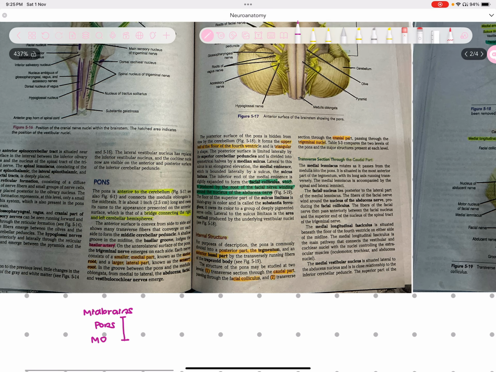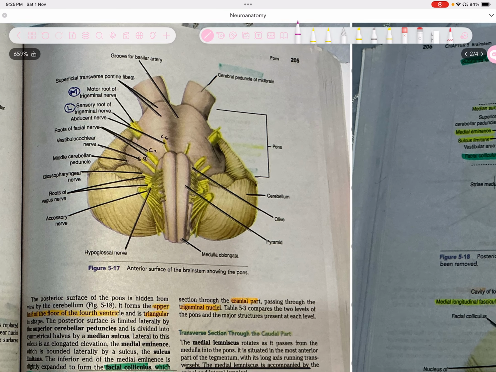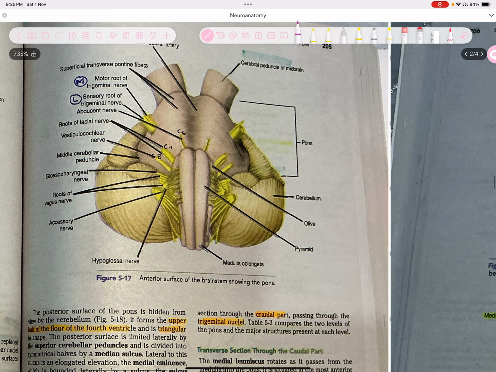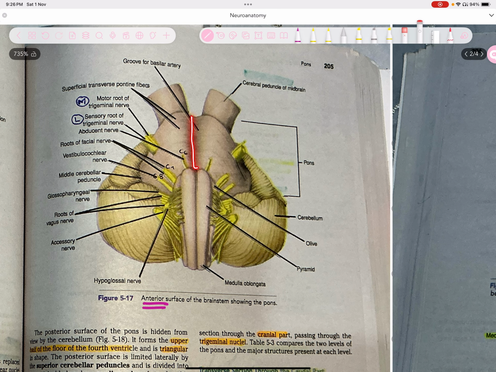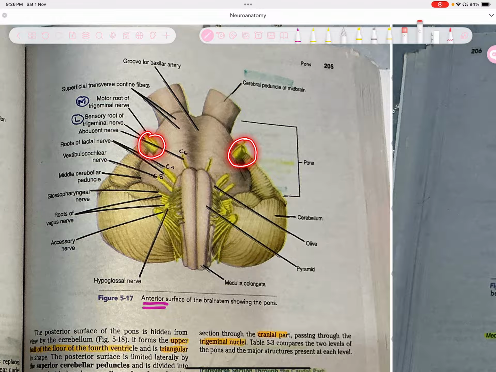Now, when you look at its external structure, so this is its external structure and this is the anterior view. When you talk about the anterior view, you're going to see a convex groove, and this is basically the groove for your basilar artery. So your basilar artery passes through this. Then another very important feature that you should know about is this right here, which is your trigeminal nerve.